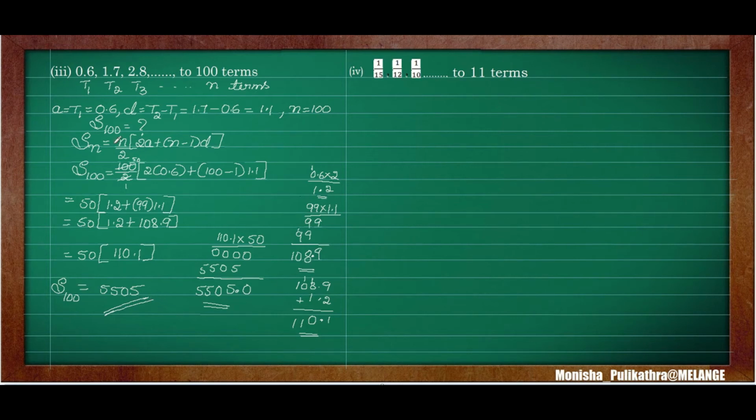So moving on to the next question. Here they have given the question in fraction form. So here 1 by 15 is T1, 1 by 12 is T2, 1 by 10 is T3, up to n terms. So first term A is equal to T1 is equal to 1 by 15. Next common difference D is equal to T2 minus T1. So that will be T2 is 1 by 12 minus 1 by 15.